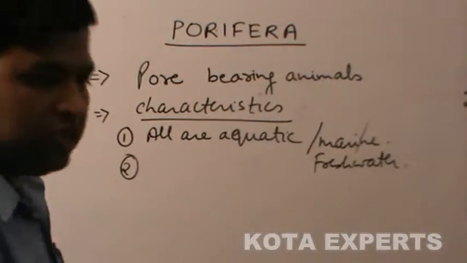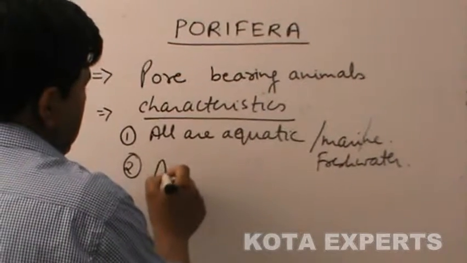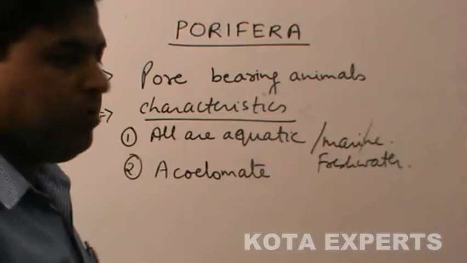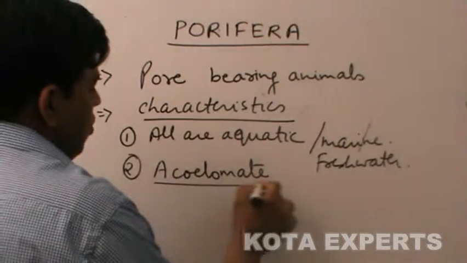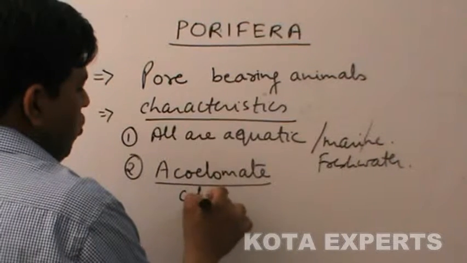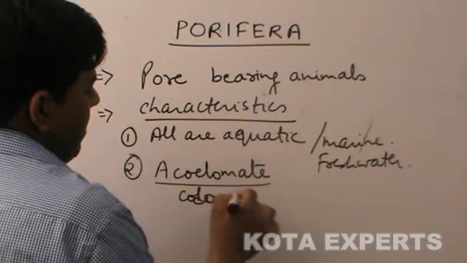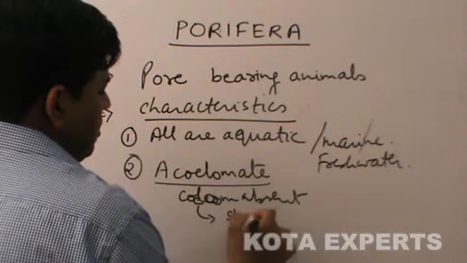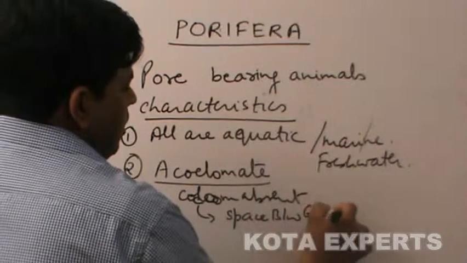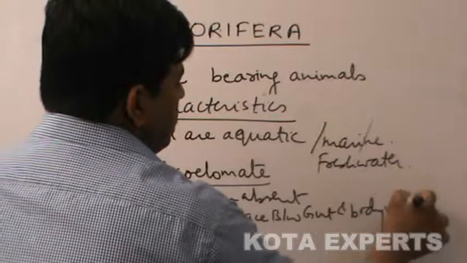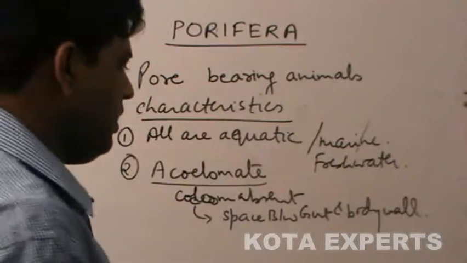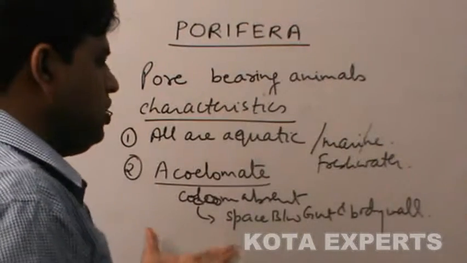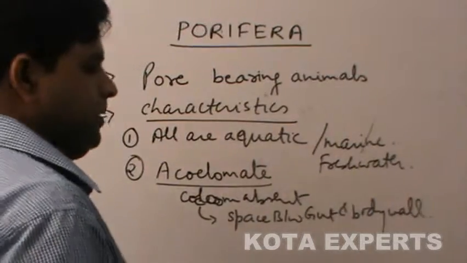Now, as far as the coelom is concerned, these are acoelomate organisms. What do you mean by acoelomate organisms? These organisms do not possess coelom. Coelom is the space between gut and body wall. So there is no space between the gut and the body wall, or rather there is no structure like gut. That is why these are termed as acoelomate organisms.